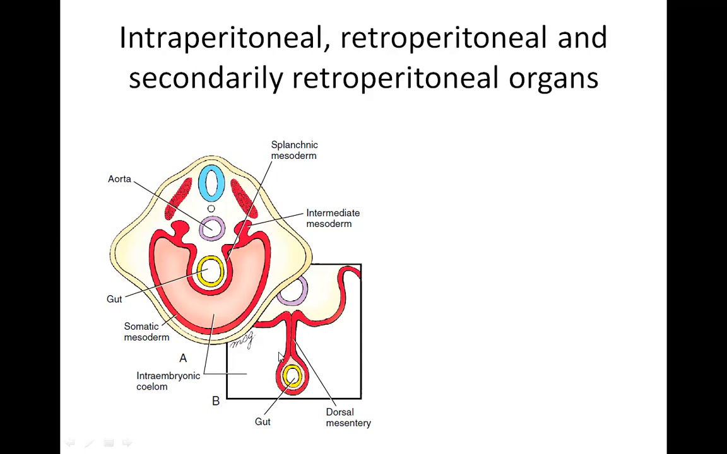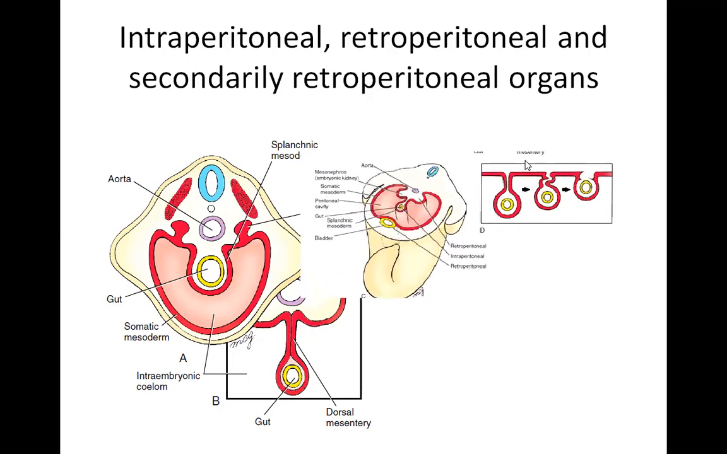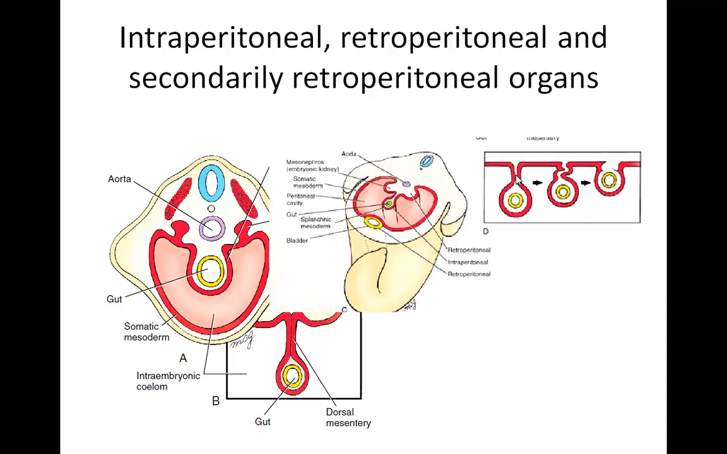Now this gut is being suspended by this dorsal mesentery. Now over here, the lateral folding is continuous, and the two layers of this splanchnopleuric mesoderm will come and unite, and this will form the dorsal mesentery. So over here you can see now the dorsal mesentery.